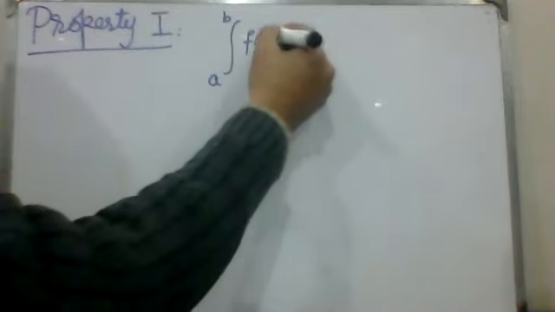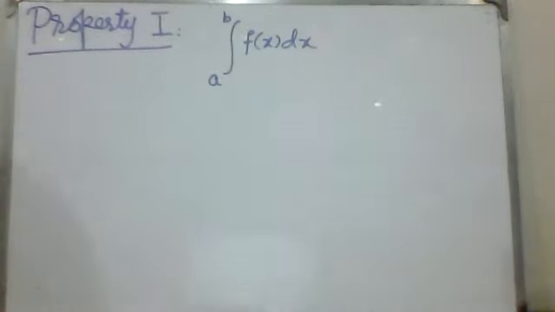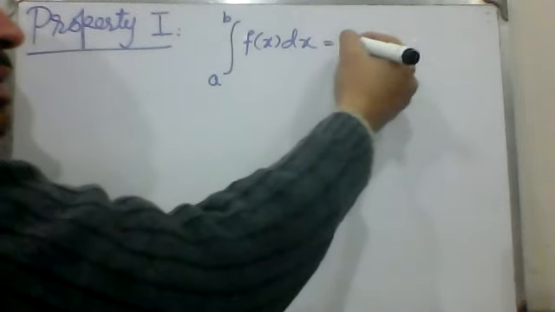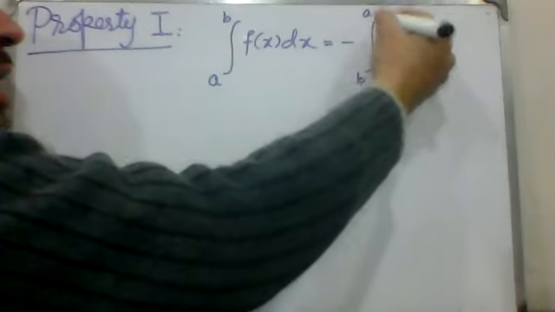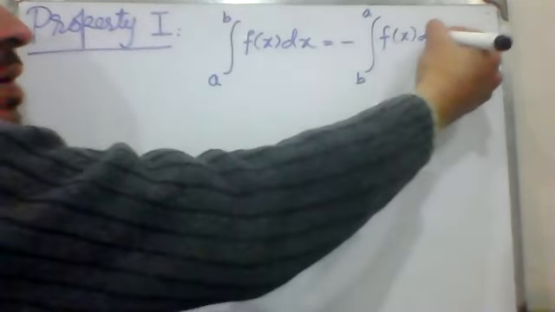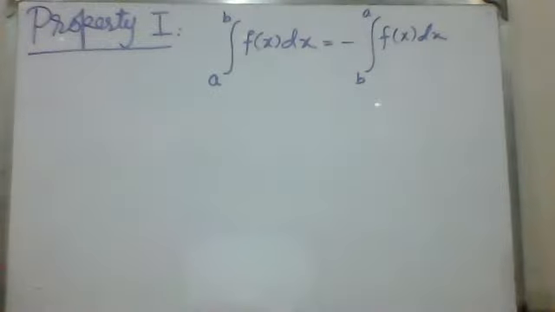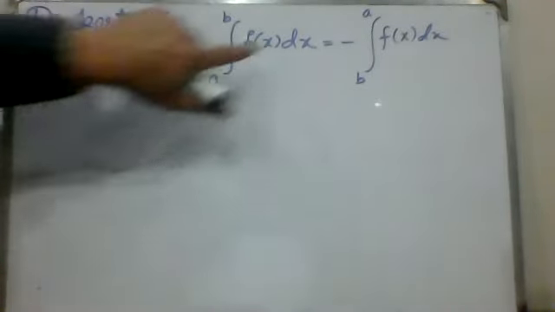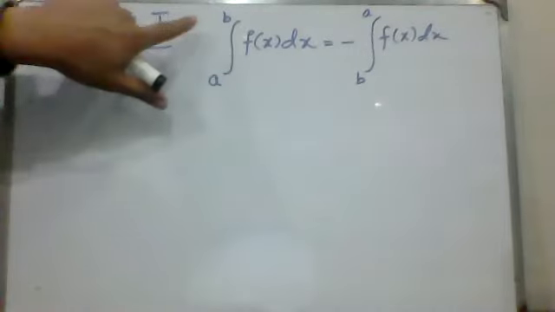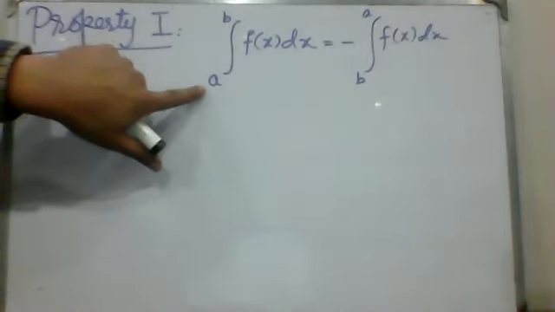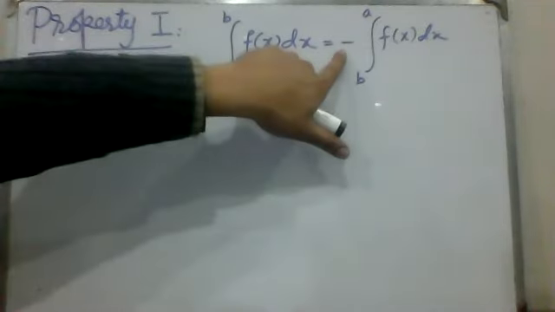Here, the first property says that if you want to find the integral of f of x with the domain of a to b, and we want to change the limit of the function, we can write simply a minus sign and then change the limit position, that is b to a, f of x dx. If we change the limit, in the place of b we put a and in the place of a we put b, so we simply write the sign of negative outside of it.